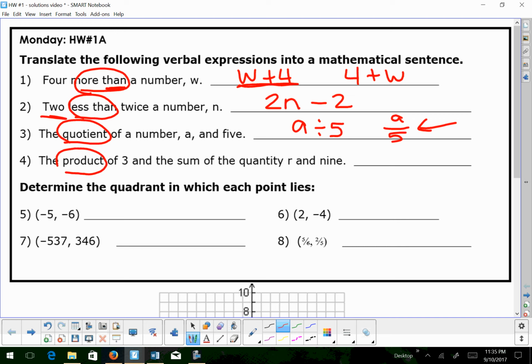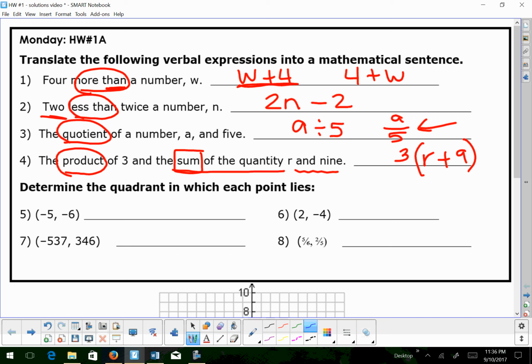"The product of 3 and the sum of the quantity r and 9." When I use the word quantity here, that means a group of items. So the product of 3 and the sum of the quantity r and 9 means that the sum is only for r and 9, and they are in a quantity. And the product of 3 and that sum means I'm going to multiply 3 times that quantity. I'm going to use an invisible implied multiplication symbol here with the parentheses.